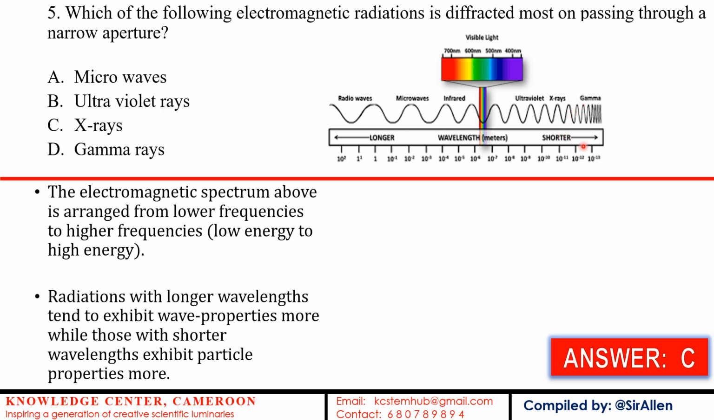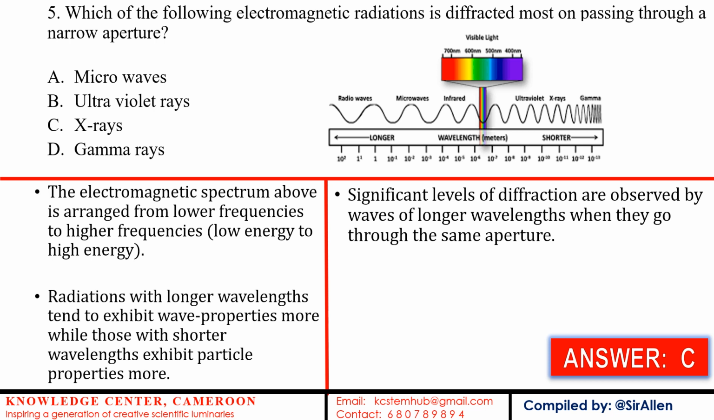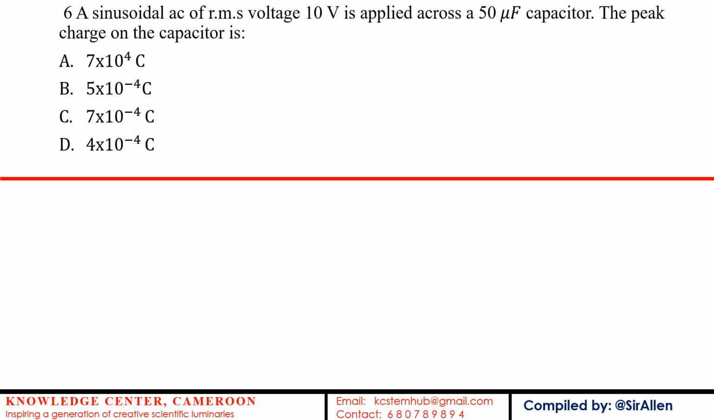All right, so these are very penetrating because they behave more like particles, because they have a very short wavelength. The ones with very long wavelengths will behave more like waves. So diffraction is a wave phenomenon here. So radio waves will be the most diffracted, then microwaves will follow, then infrared, and so on. All right, so our best answer here is C. The wave with the longest wavelength diffracts most.